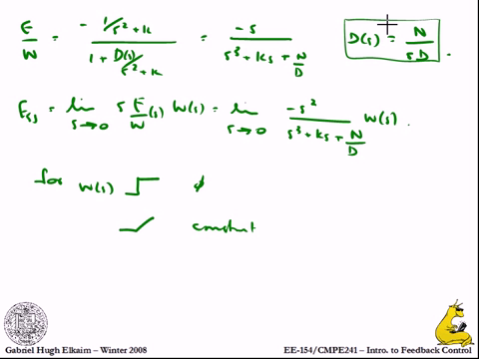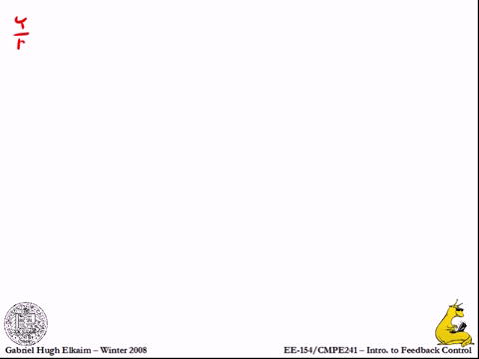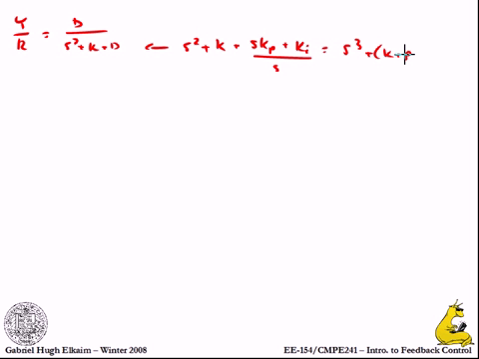All right. So let's, for giggles, choose D of S equal to KP plus KI over S, and this is going to equal SKP plus KI over S, and lo and behold, I've got something in the form that I want. So now I go back and ask, what's Y over R equal to? Y over R in this case is D over S squared plus K plus D. Well, this is now going to be S squared plus K plus SKP plus KI all over S, which is equal to S cubed plus K plus KP times S.